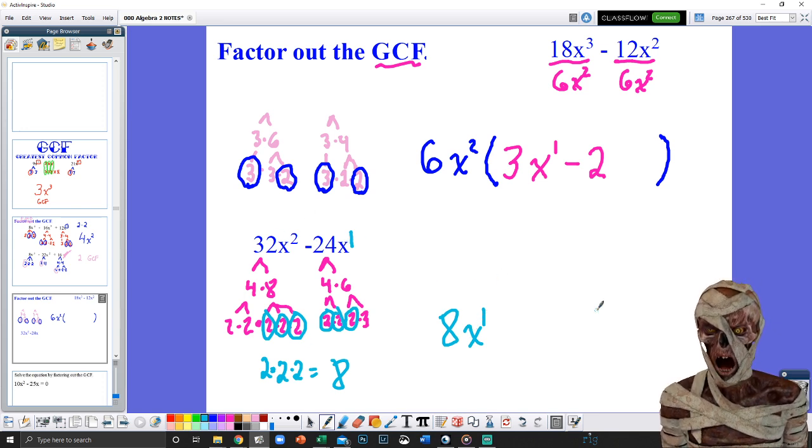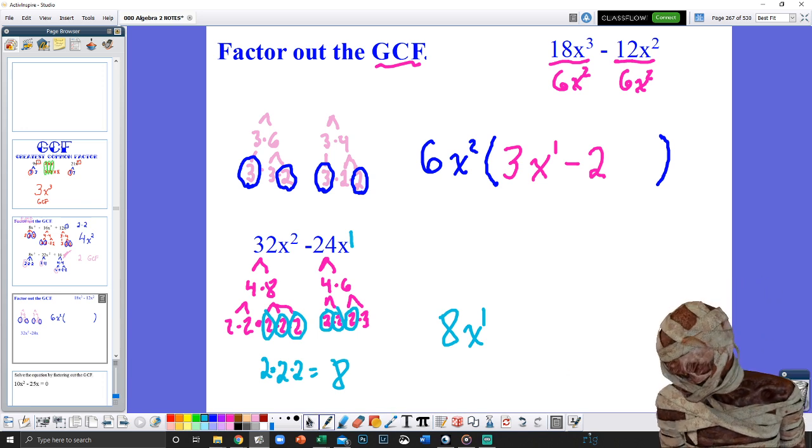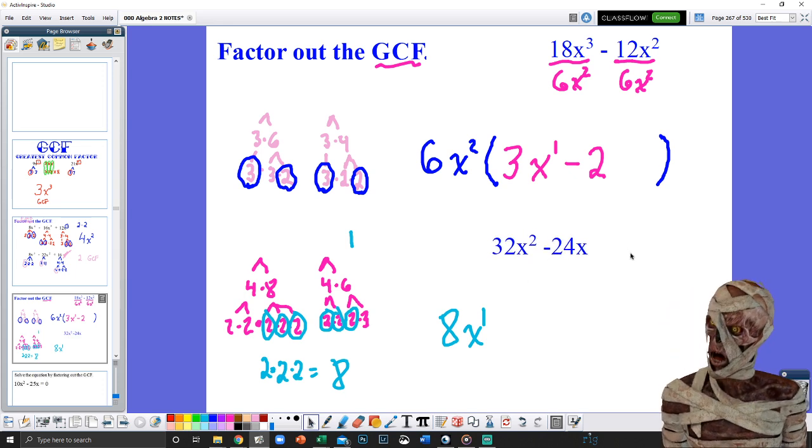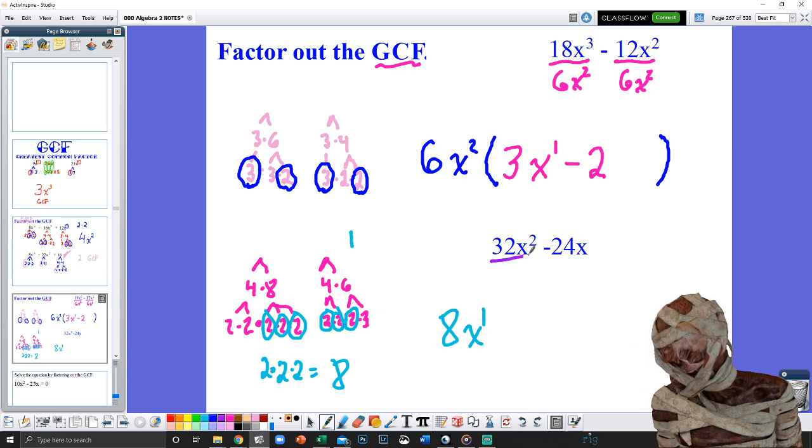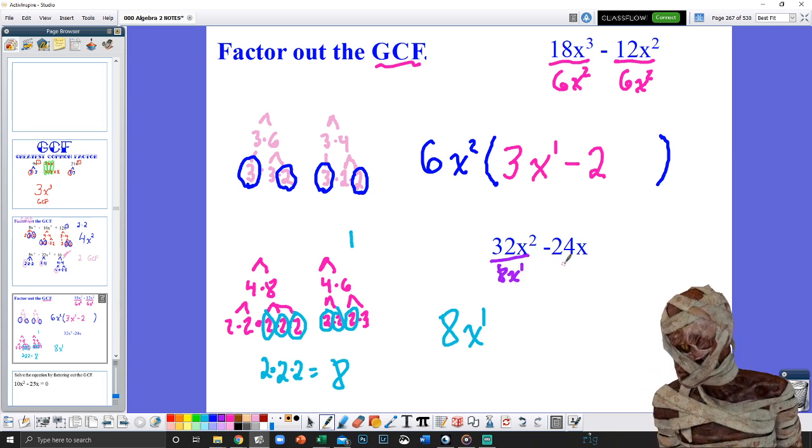Now that I did that, you go ahead, divide 8x to the first power into each of these to figure out what is left. Go ahead, hit pause, and then come back. All right, so again, I just brought this over here so that you can see it easier. I'm going to take those and divide each one by 8x to the first power.